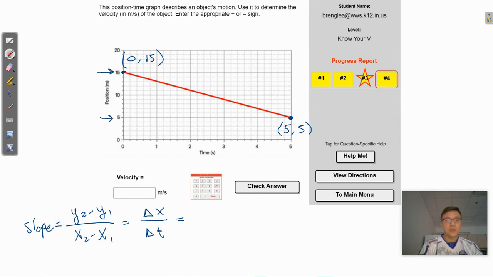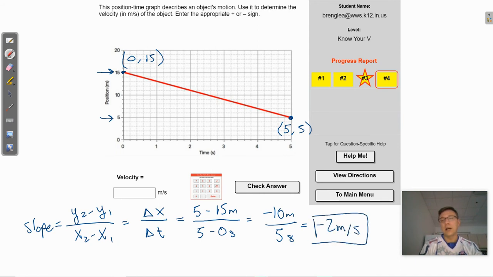So our change in position here, our final position is 5 meters minus the initial, which is 15 meters. Okay, so we have a negative 10 meter displacement. And then we know that this took 5 seconds, obviously 5 minus 0 seconds. So negative 10 meters over 5 seconds. That's going to give us negative 2 meters per second velocity.